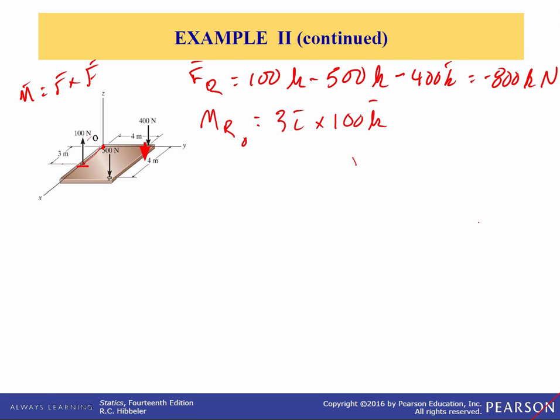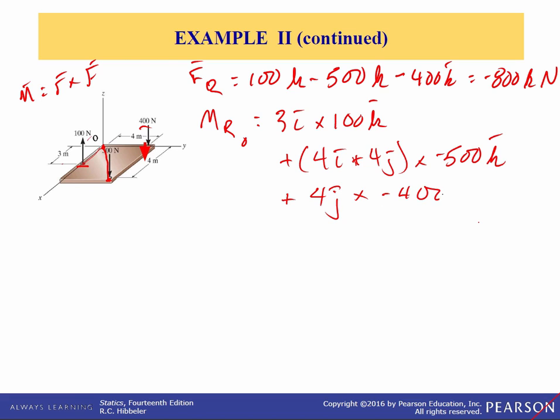Now let's take the 500 Newton force, which is here. Its R vector from the origin to there, its position vector rather, is 4I plus 4J, and that's crossed with the force, which is minus 500K. And lastly, we have the 400 Newton force. Its R vector is along the y direction, and it's equal to 4 meters. So that will be plus 4J crossed with minus 400K.